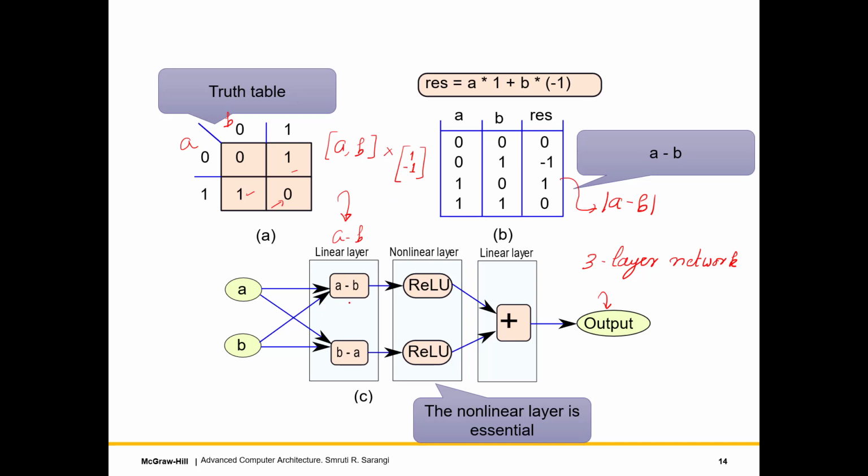And so we can say that the weights over here are 1 and minus 1. Similarly, the weights over here are minus 1 and 1. Then we take it through this ReLU process, and then we can compute the XOR. So basically we'll have two ReLU units over here.